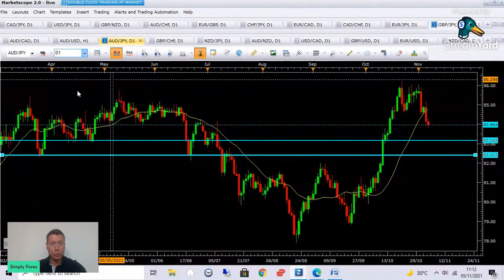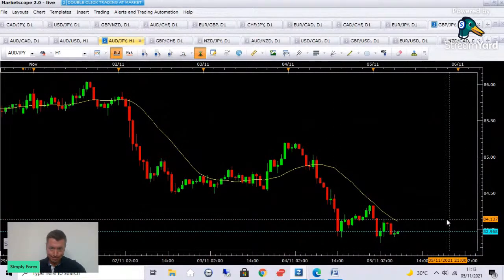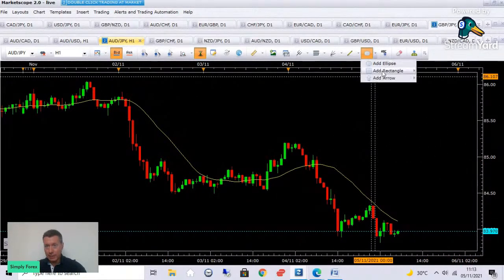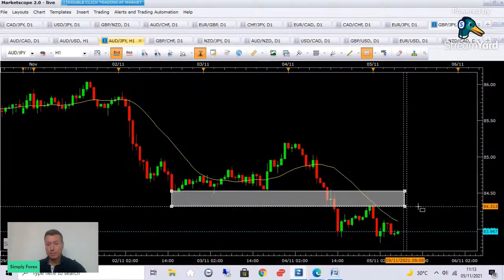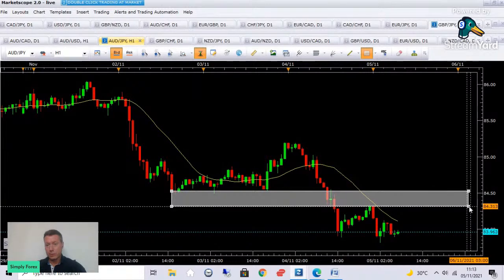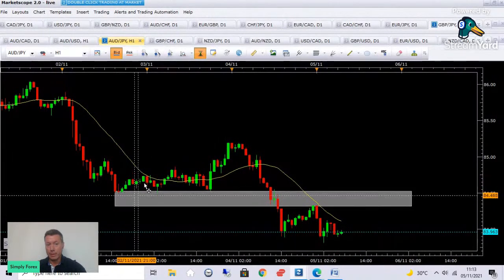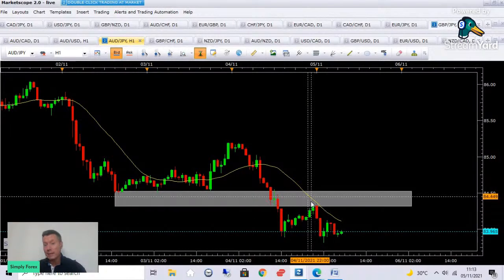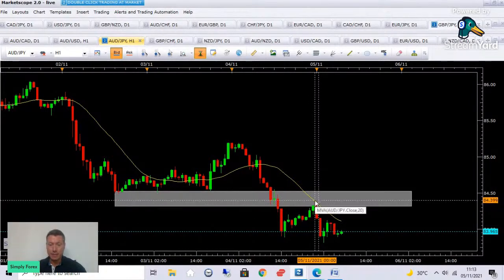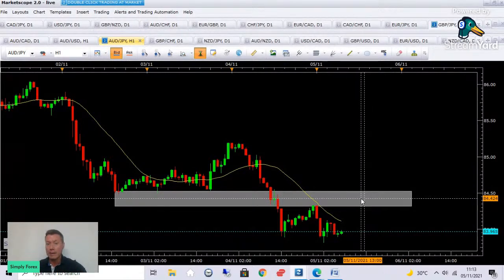So now let's look on the H1, guys. On the H1, I'm looking at this area here. It was acting as support here. It's now broke. It's now acting as resistance. So I'm looking for price to move back into this grey resistance zone and a large candlestick pattern.